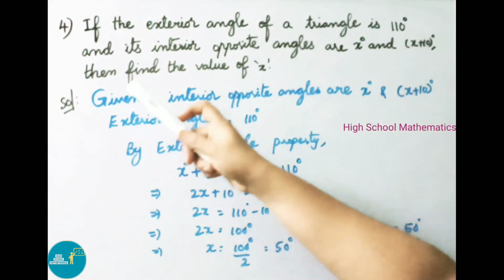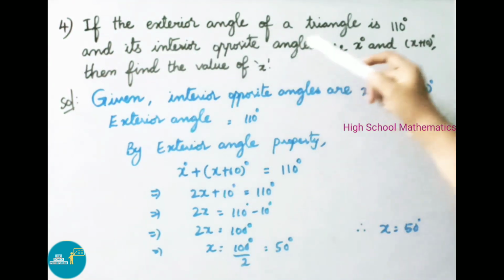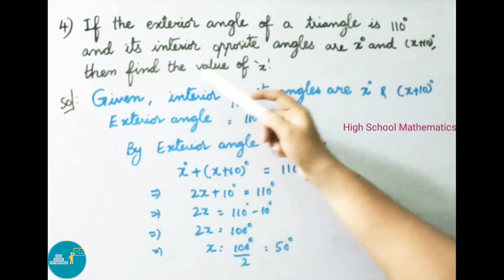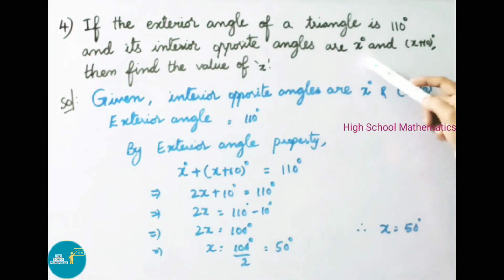See now question number 4. If the exterior angle of a triangle is 110 degrees and its interior opposite angles are x degrees and x plus 10 degrees, then find the value of x.